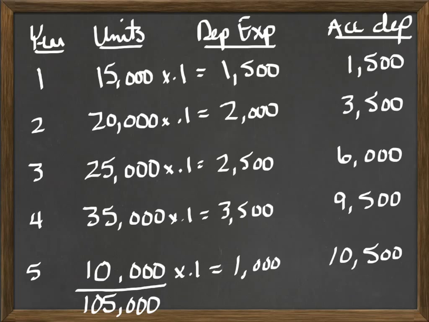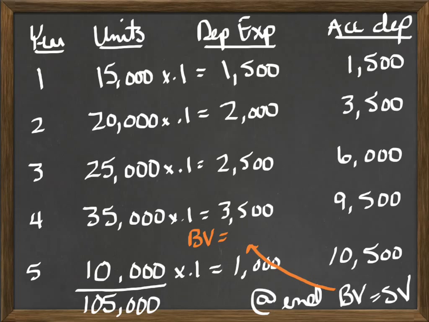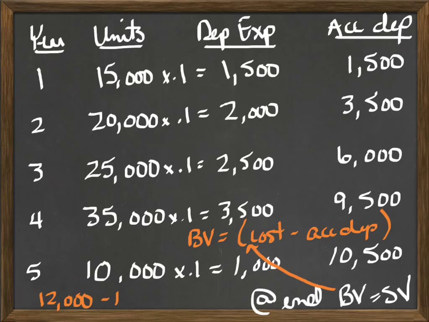Now let me give you a little hint. If you fully depreciate an asset, at the end of an asset's life, the book value must equal the salvage value. You're like, wait a minute, that doesn't make sense. Well, let's talk about the book value. The book value of an asset equals the cost of the asset minus its accumulated depreciation. So in this example, we know that the asset cost us $12,000. We have accumulated depreciation of $10,500. Remember, that's the total amount at the end. That brings our book value to $1,500 at the end of this asset's life.